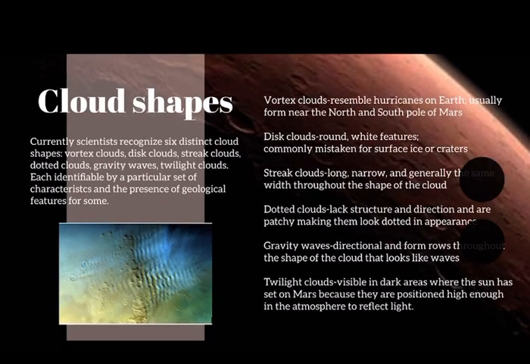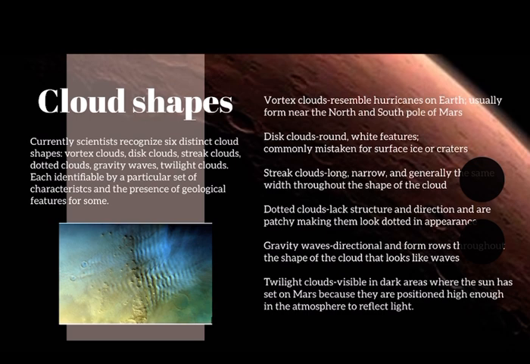Cloud shapes. Currently, scientists recognize 6 distinct cloud shapes: vortex, disk, streak, dotted, gravity waves, and twilight clouds, each identifiable by a particular set of characteristics and the presence of geological features for some of them. Vortex clouds resemble hurricanes on Earth, usually forming near the north and south pole of Mars. Disk clouds are round white features commonly mistaken for surface ice or craters.